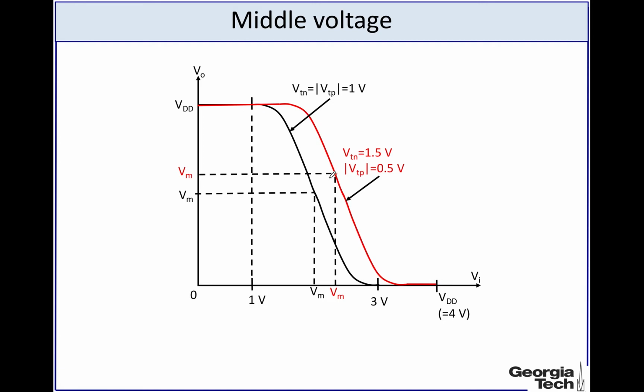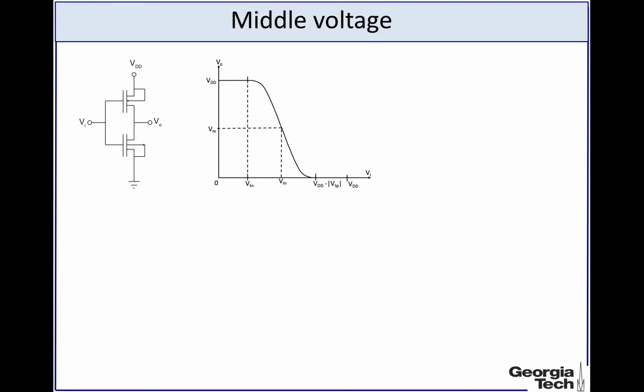And similarly, if the threshold voltage of the N MOSFET is smaller than that of the P MOSFET, then the curve will shift to the left of the black curve, and as a result the middle voltage will be smaller than VDD over 2, or smaller than 2 volts in this particular case.